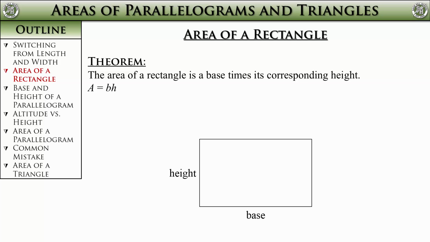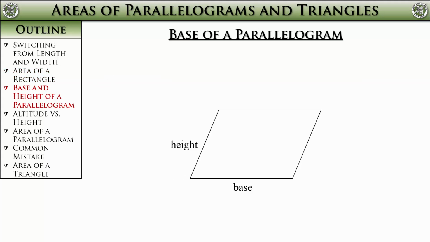Some of you may know it instead as length times width, but you've graduated now. Time to use the real names. Hopefully this is review. We need it fresh in your mind as we do the next one. A parallelogram is next on the docket. It also has a base and a height, just like a rectangle. But this is not the height.